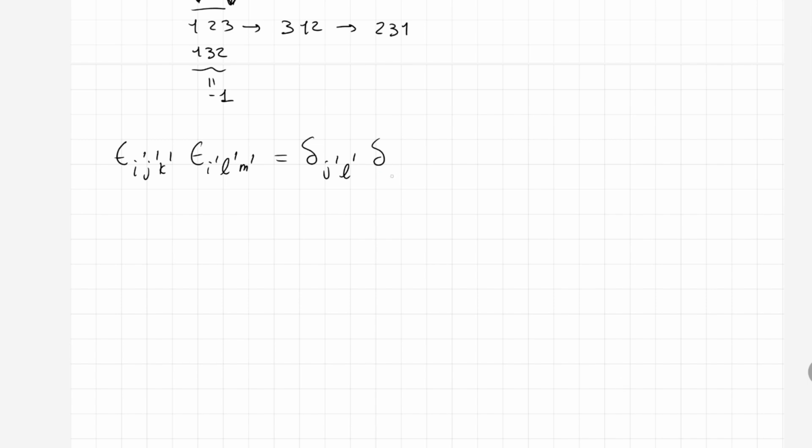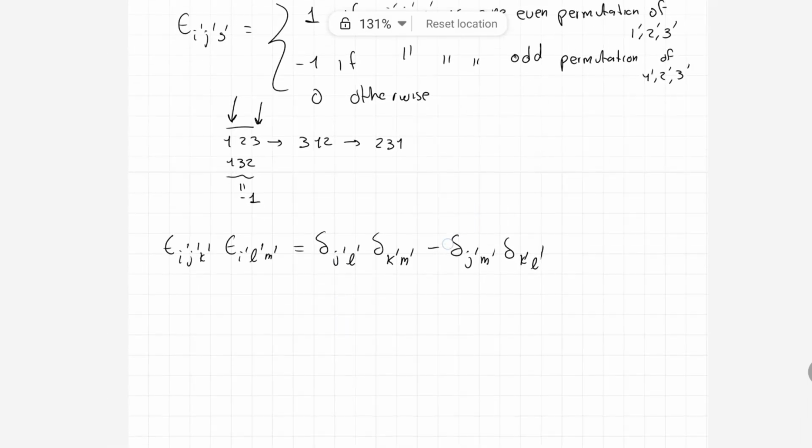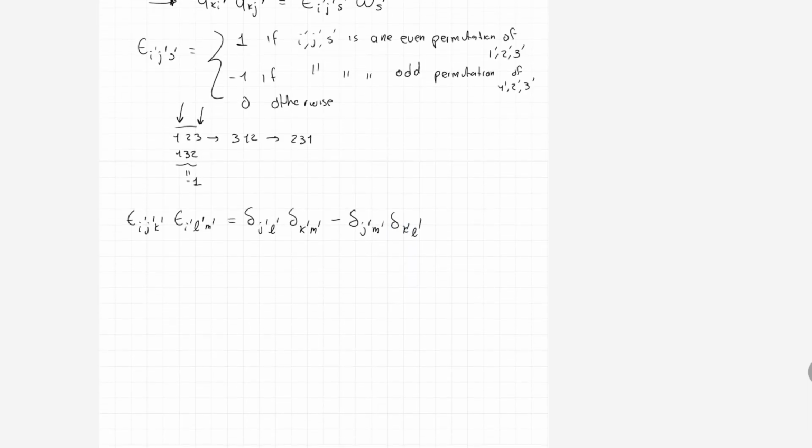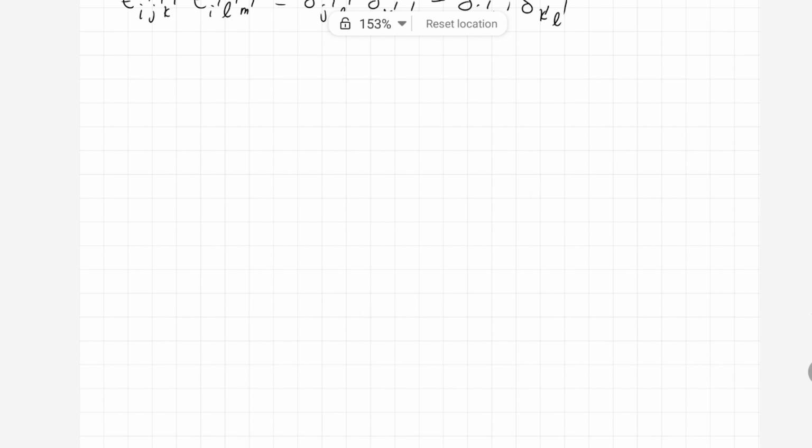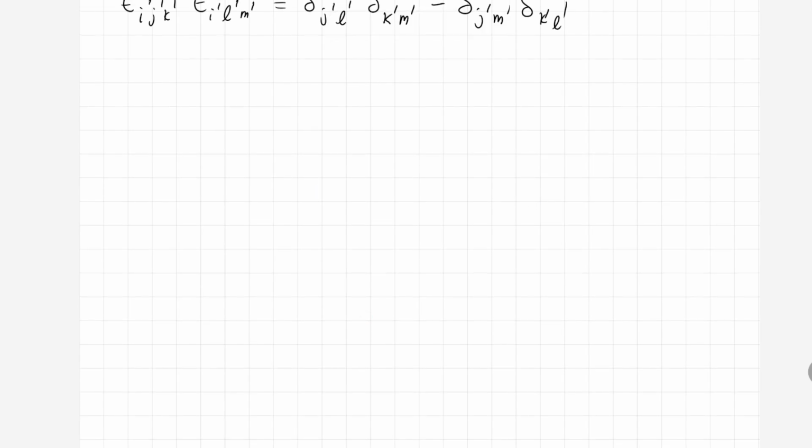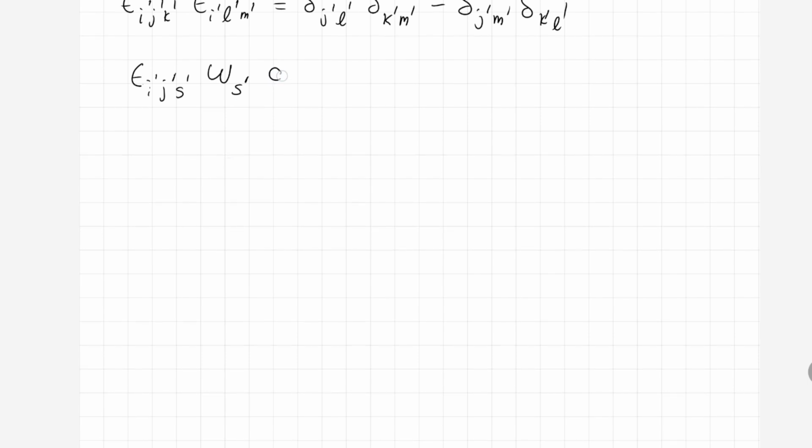So let me just write the Kronecker delta k m minus the Kronecker delta j m Kronecker delta k l. Perfect. So this relation will be again useful in the next process. Okay, so what happens if we begin with the result that we just found? The Levi-Civita symbol i, j, s, omega s, and we multiply this quantity by a factor of a, r, j.